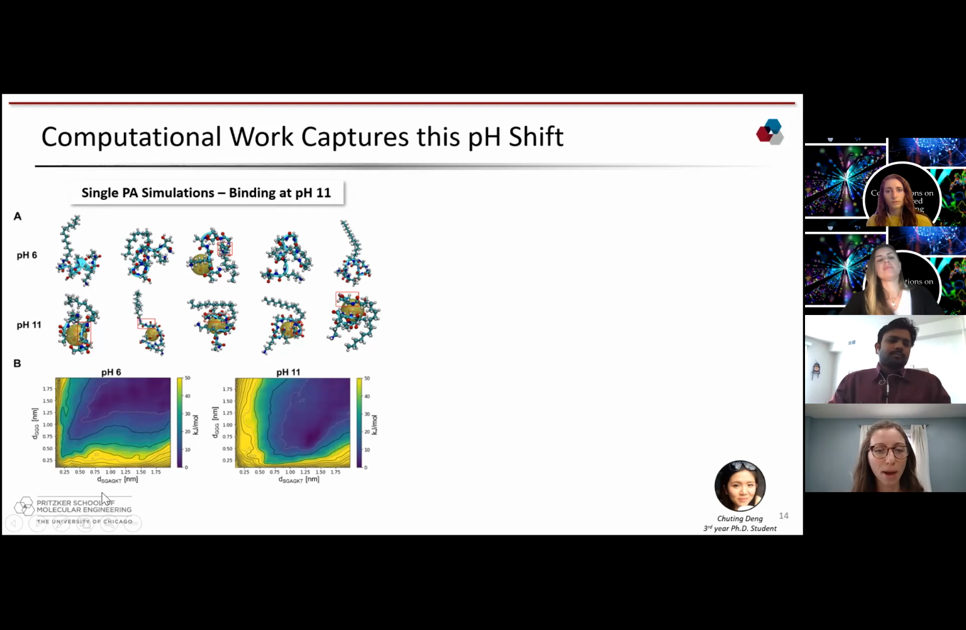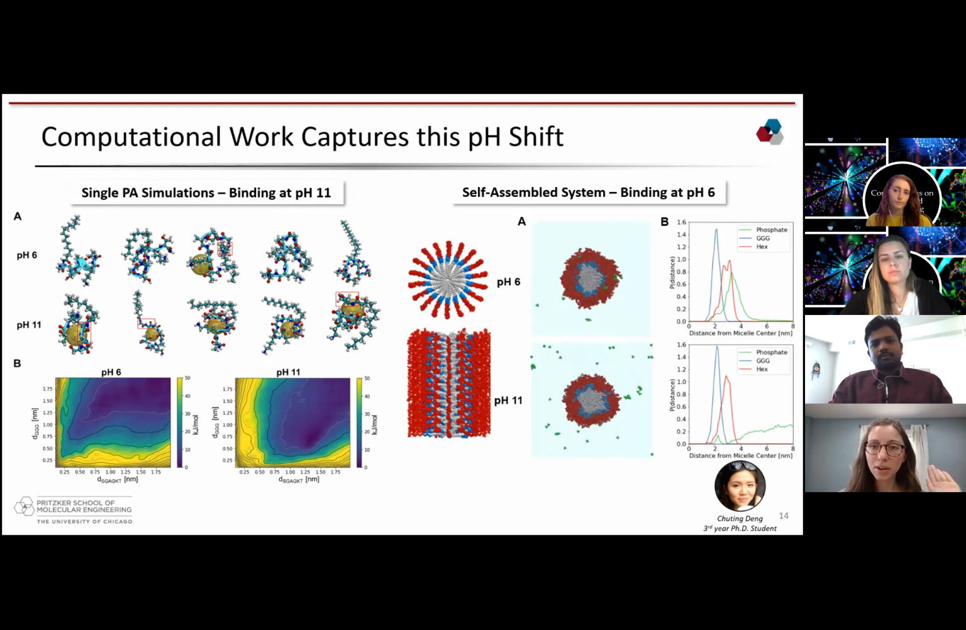And then she did a free energy mapping of it. And again, you see a free energy minimum here for the pH 11 condition, showing that the phosphate is stabilized at a certain distance from the binding unit. And then at pH 6, it's stabilized somewhere out in the environment, showing that phosphate is not bound. So she was able to confirm the previous results of the single peptide experiments. But then when she simulated a self-assembled system, she captured what we saw, that binding suddenly was able to occur at pH 6 and did not occur at pH 11.